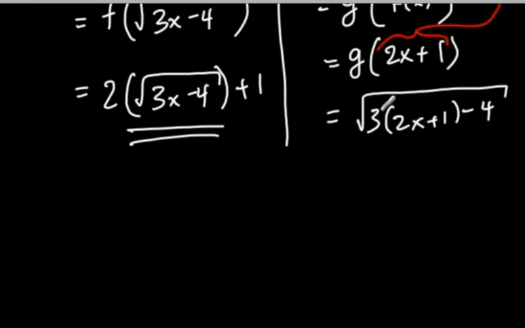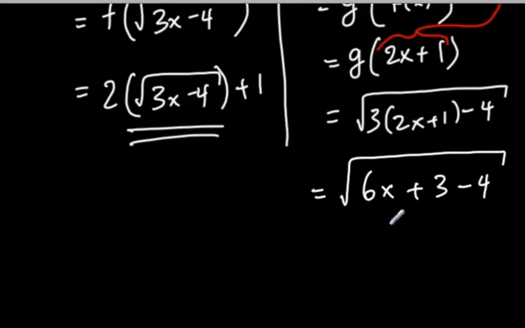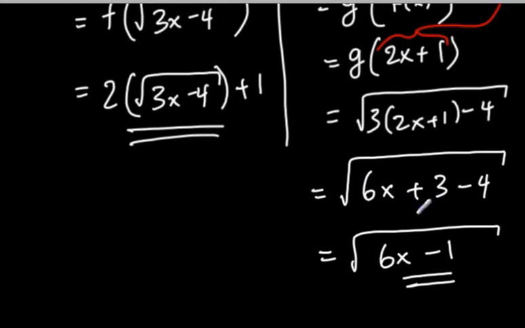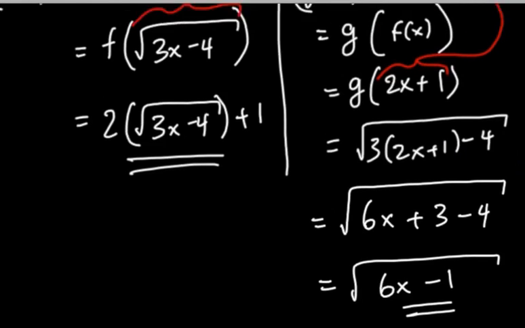This can be simplified a little bit further, so let's just do that. Always try to simplify if you can. So 6x plus 3 minus 4, which is equal to the square root of 6x minus 1, and that's our solution right there. Okay, so that was number 7. Let's go to number 8.